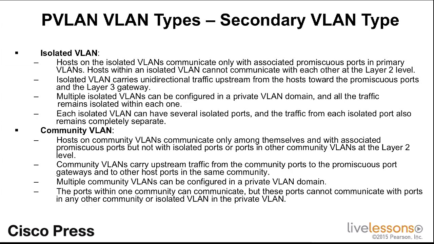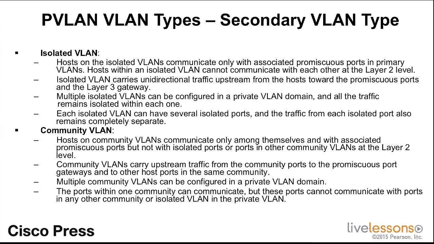Ports within the isolated VLANs cannot receive broadcasts from other devices within that isolated VLAN. So think about every device in that VLAN being isolated from one another, but being able to talk to the promiscuous port. I'll give you a graphical example in the next slide so it will make more sense.